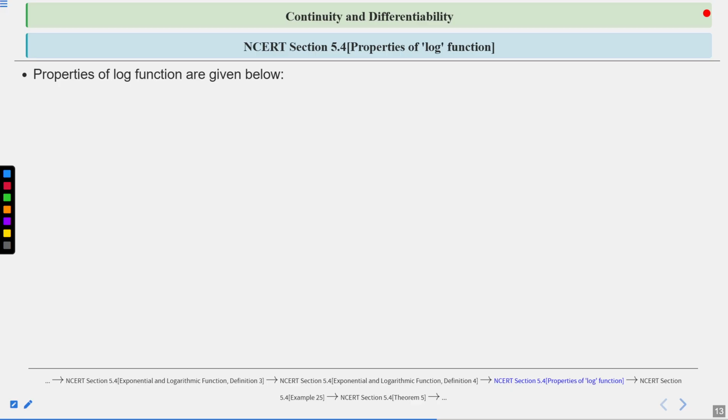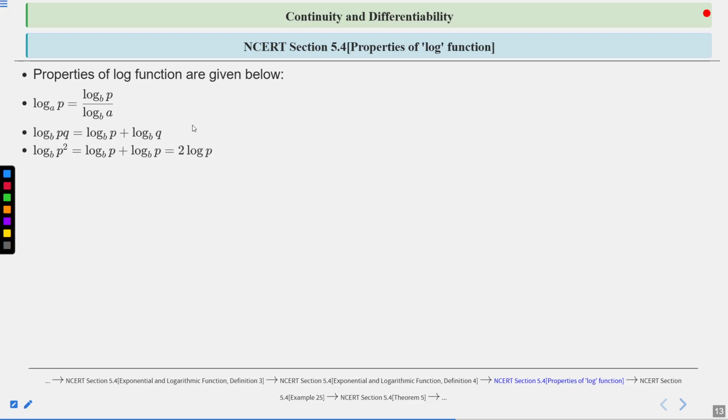So next is properties of the log function. Properties of the log function are given below. Log base a of p can be written as log base b of p upon log base b of a. Log base b of pq will be equal to log base b of p plus log base b of q.